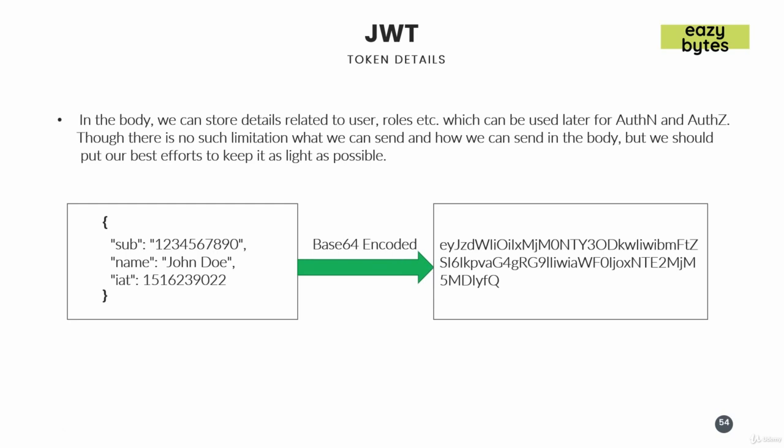Here you can see inside the body I'm storing sub, name and IAT. IAT means issued at, which is the time that I have issued the token. After that, the body will be converted again into the encoded format. So you can see here what is the need for me to store the data inside the body of the token. There are two reasons.